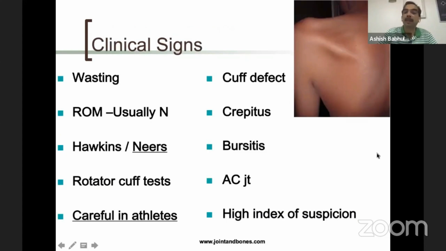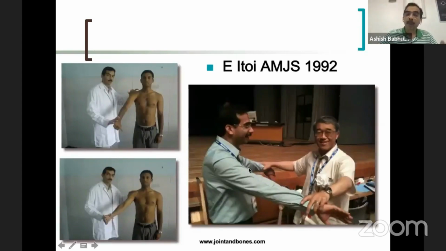So clinical signs are typical. They have extensive wasting, range of movement could be normal. Hawkins sign is typically positive. When you're dealing with a young rotator cuff tear, especially in an athlete, you would be misled because their cuff is very strong, even though there's a cuff tear in them. So you have to have a high index of suspicion in these patients. So, the tests for supraspinatus tears.